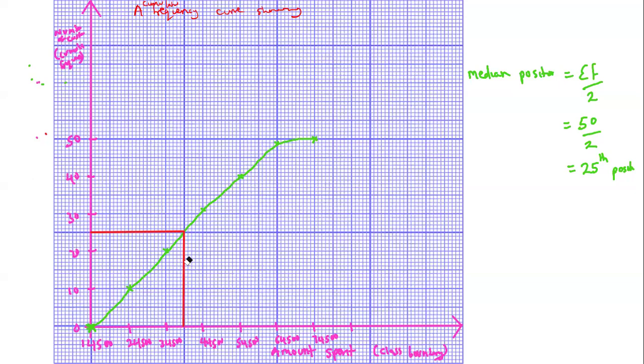But you can use dotted lines. Let me use dotted lines to show you clearly. 25 is here, so I'll use the dotted lines and the ruler. Then I'll come here, here, and here. Then I will indicate on the graph that this is where my median lies. I will indicate here that this is the median.